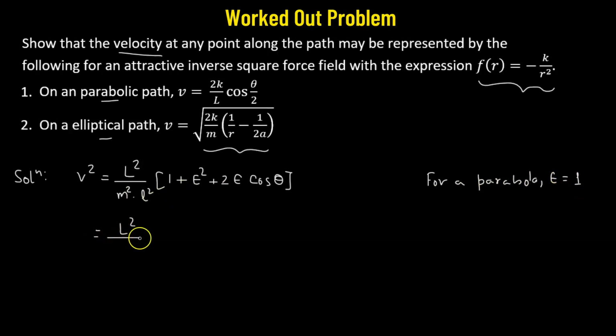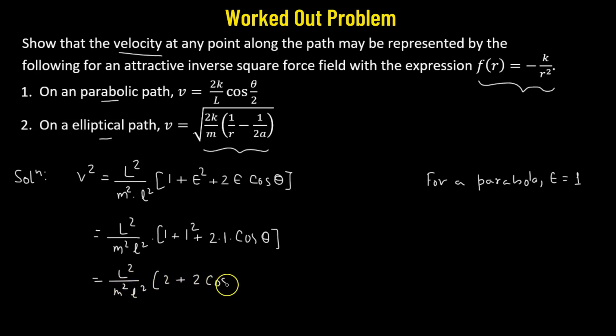So we'll have L² divided by m² times L², so we have 1 plus 1² plus 2 times 1 times cosθ. So that gives us L² divided by m² times L², we have 2 plus 2 cosθ. So we can pull out the 2 from both the terms. So this will be equal to 2L² divided by m²L² times (1 plus cosθ).